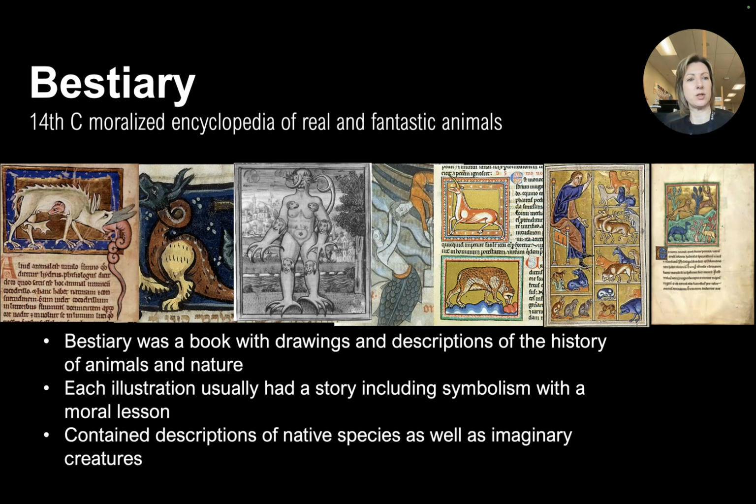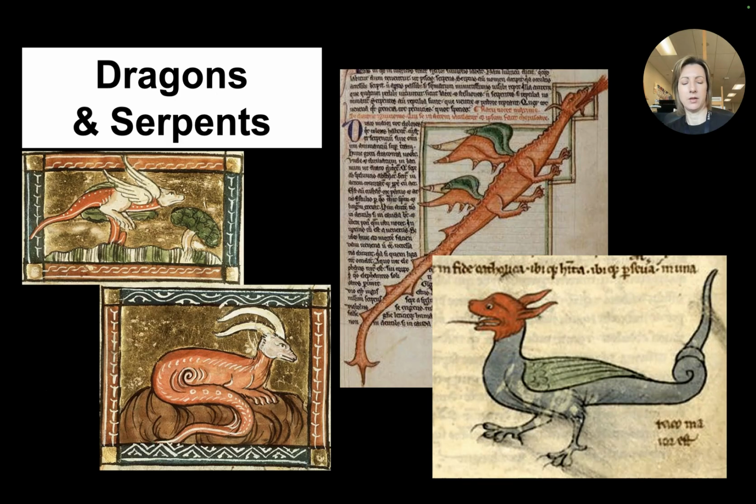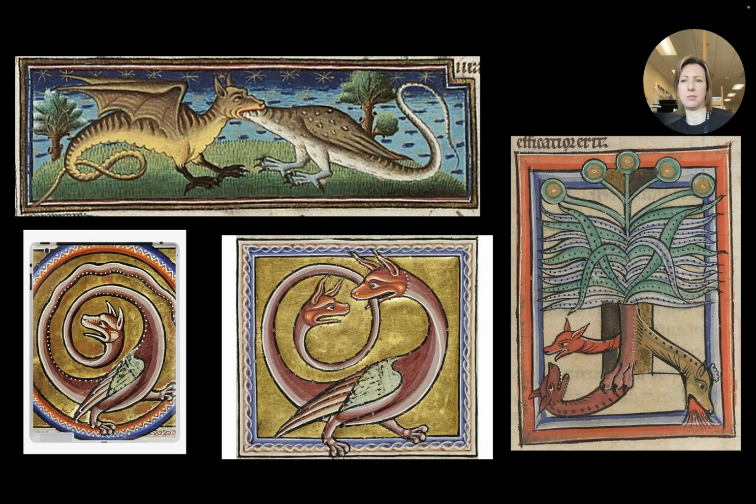So it would have descriptions of native species, so real animals, as well as imaginary creatures all put together. And like I said before, these were all hand painted by an artist. So each book that would be created like this would be one of a kind. So let's look at some of the different animals in these. This is a selection of dragons and serpents. You can see they're all kind of different, but they all have different types of bodies, different types of heads. So they kind of look like the griffin in a way.